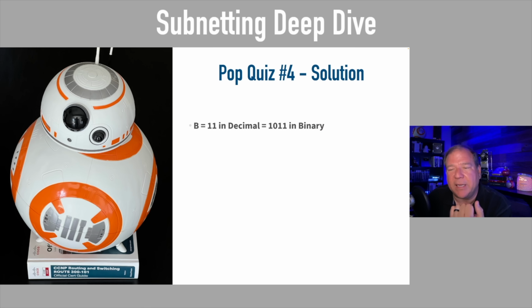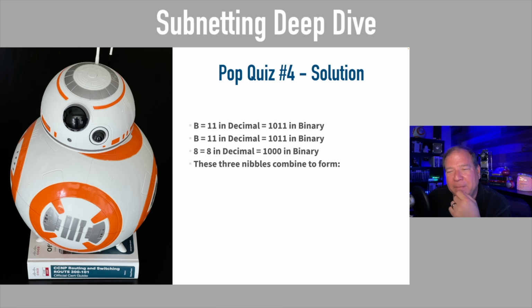B equals 11 in decimal, and 11 is 1011 in binary. Same thing for the second B. And an 8 in hex is an 8 in decimal, and that's 1000 in binary. And those 3 nibbles combine to 1011, 1011, 1000.